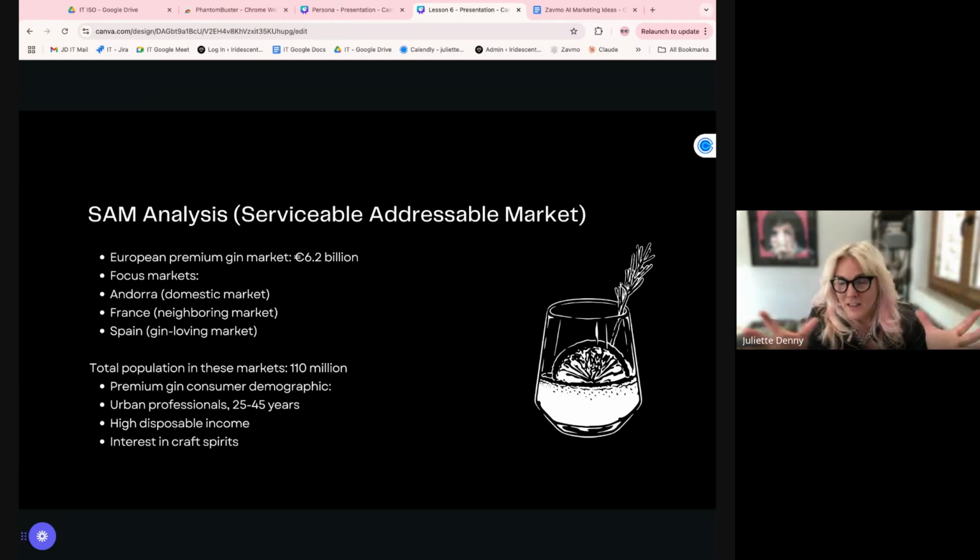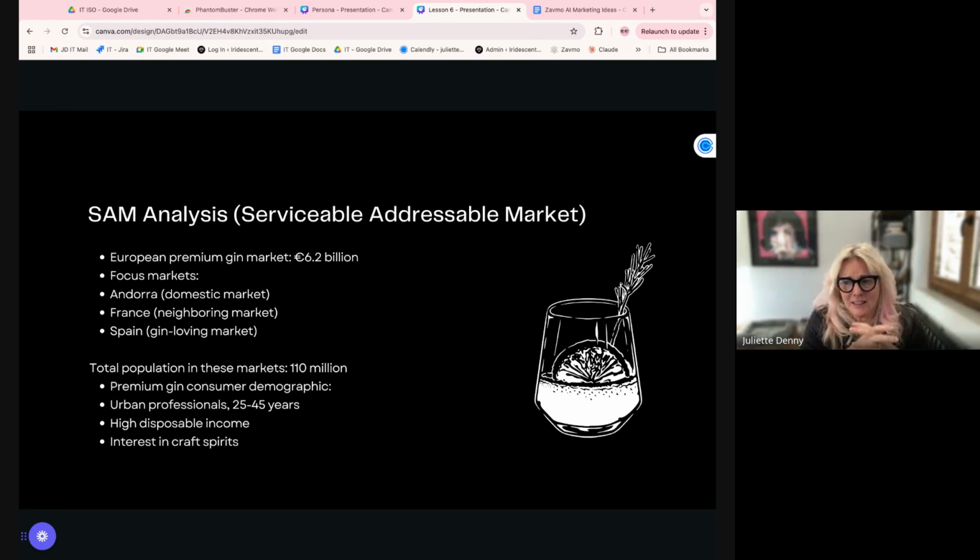But let's just say, for the purpose of this, Flora Gin thinks that they can probably focus on the European market, but not even the entire European market. For those of you who don't know where Andorra is, it's a tiny, tiny little country sandwiched between France and Spain, and we're smushed together in the middle of the Pyrenees.